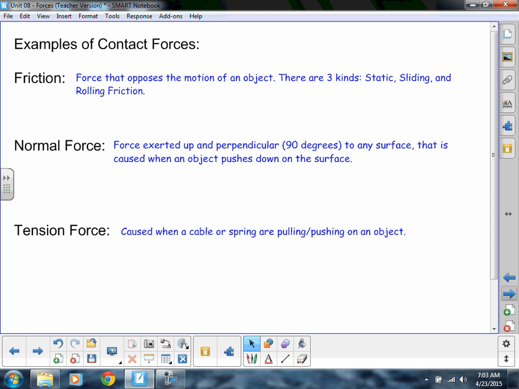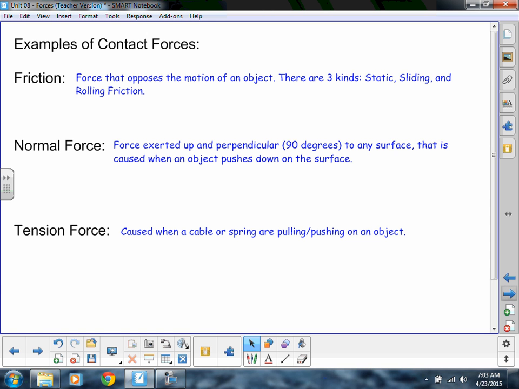Normal force. Anytime an object sits on the surface of something, so your Chromebook on top of your desk, gravity is pulling that Chromebook down and it's pressing down on the surface of your desk. Well, the desk itself also pushes back up on it. So normal force is a force exerted up and perpendicular to any surface that is caused when an object pushes down on that surface. So if you take your hand and you start pushing down on the top of your desk, the harder you push down, the greater that normal force is going back up against your hand.